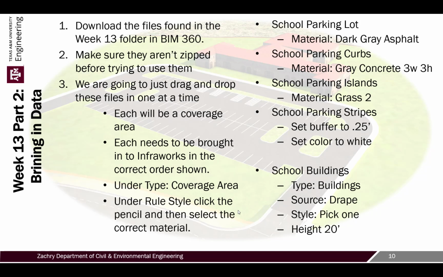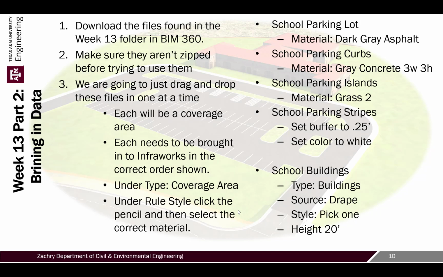What we're going to bring in, with the exception of the buildings, each of the things will be a coverage area. We're going to bring them in the order shown. So we're going to bring in the parking lot, then the curbs, then the islands, and then the parking stripes. We're going to bring them in each as coverage areas. And then finally, under rules, under the rule style, you're going to have to click pencil, and then you can add the material to your rules. So sometimes people forget that step. We're going to go ahead and bring that.